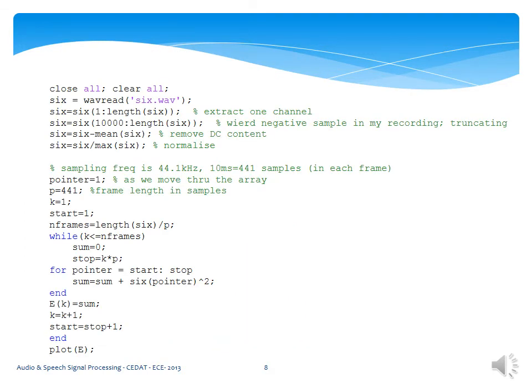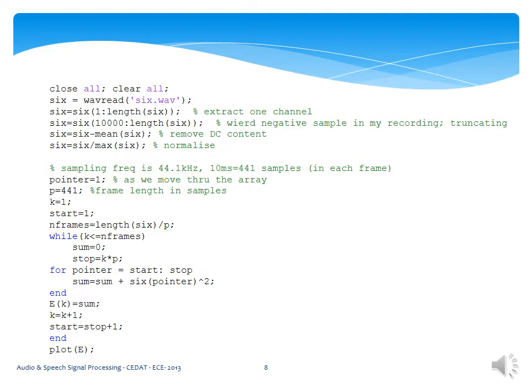This is MATLAB code. Please run it so that you can get an idea of what we're speaking about. In particular, you should note that we are removing the DC content on line number 5, and then we are also normalizing. Normalizing means that we make the maximum value equal to 1. When you're recording, usually the maximum value is some decimal. Now the sampling frequency, in my case, was 44.1 kilohertz. That means if I want a frame of 10 milliseconds long, I have to get 441 samples. And that is precisely what I've done by setting P equal to 441.